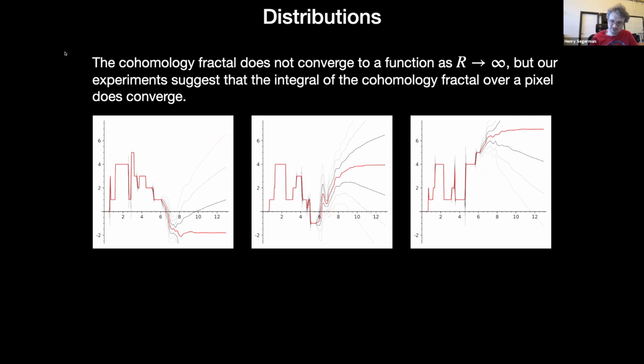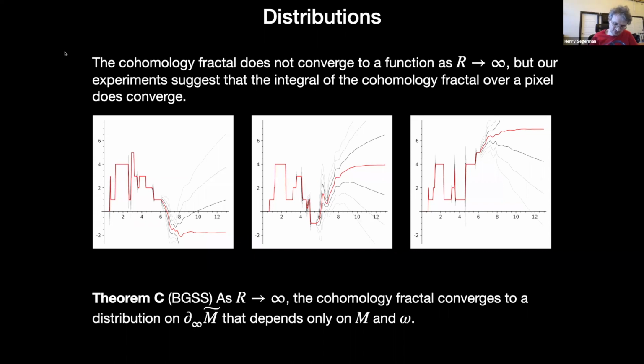And these are just three different pixels showing that you get the similar qualitative behavior, of course not the exact same behavior. And so this is our third theorem. As r goes to infinity, the chromology fractal converges not to a function, but to a distribution on the boundary of the universal curve of the manifold. And so in this way, we're getting a canonical object that doesn't depend on r anymore. And it also doesn't depend on which way you're facing. We've now slapped it onto the boundary of H3, if you like.